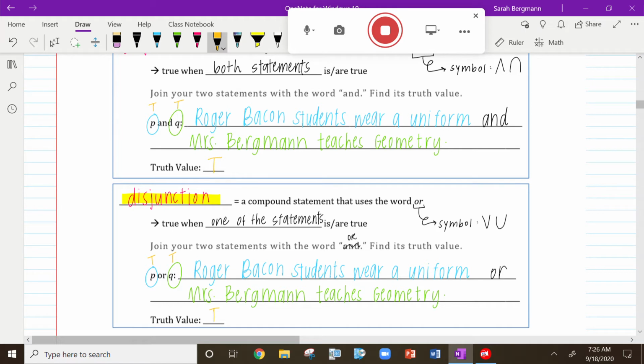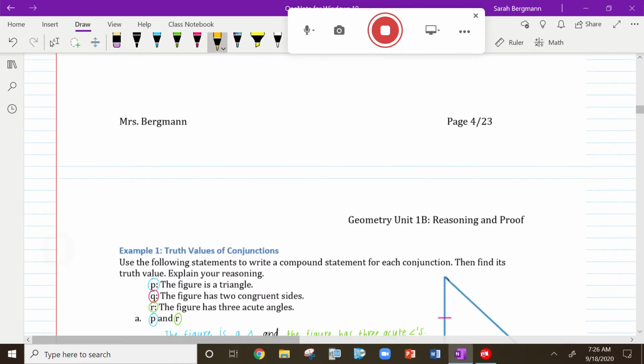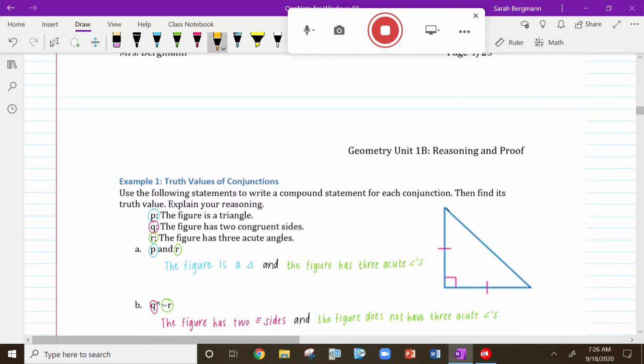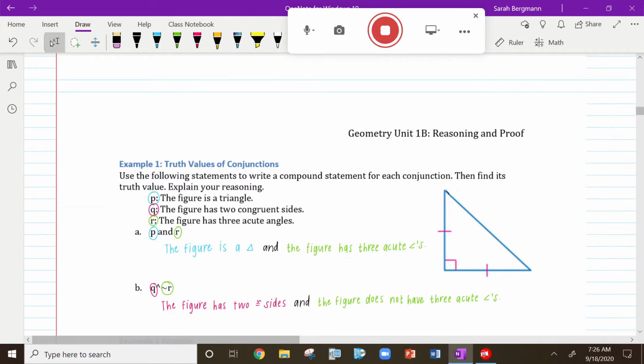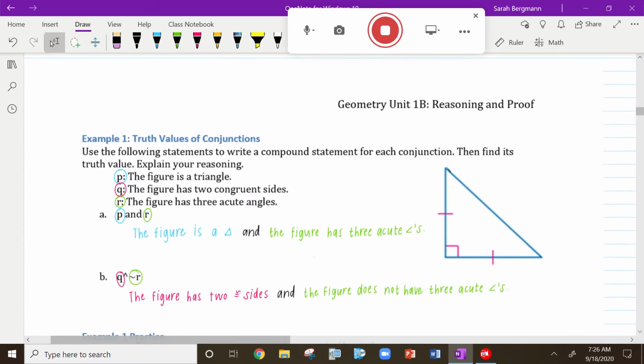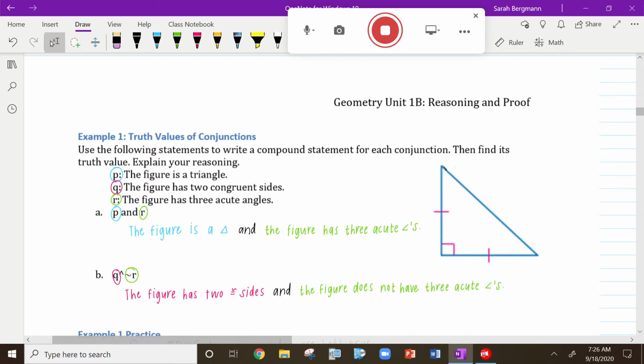Basically, think for an and statement, the first statement and the second statement must be true, whereas for a disjunction, the first statement or the second statement has to be true. Let's do an example together. This one says, use the following statements to write a compound statement for each conjunction, then find its truth value, explain your reasoning. I already wrote these out because I didn't want to take a ton of time to write them throughout the video, but let's go over them.